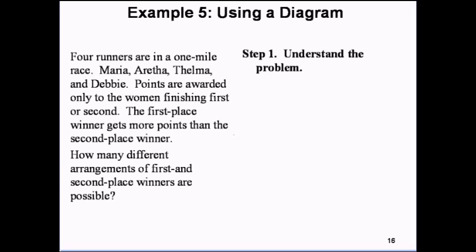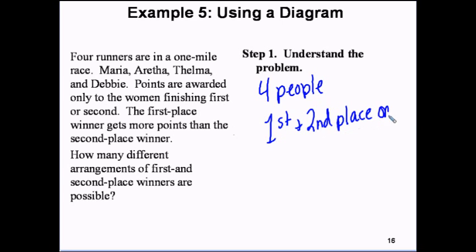Okay, 4 runners are in a 1-mile race. Maria, Aretha, Thelma, and Debbie. Points only go to the first and second place winners. How many different arrangements of first and second place winners are possible? We're going to make a diagram. But first we have 4 people, and they're going to have a first and a second place. And we want to know how many combinations of people coming in first and second.